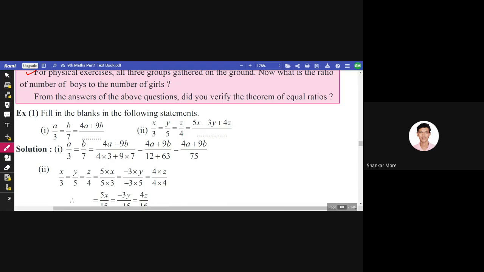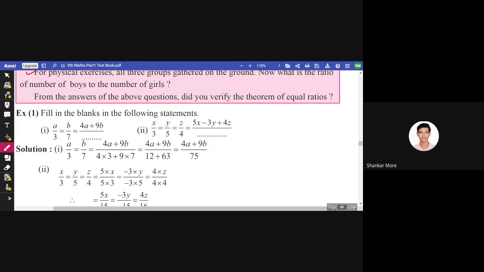तो यहाँ पे अगर हमें a by 3 दिया है, तो a by 3 ही कंसिडर करना है, is equal to b by 7. Now 4a plus 9b, a को किससे मल्टीप्लाई किया है स्टूडेंट्स? a is multiplied with what?